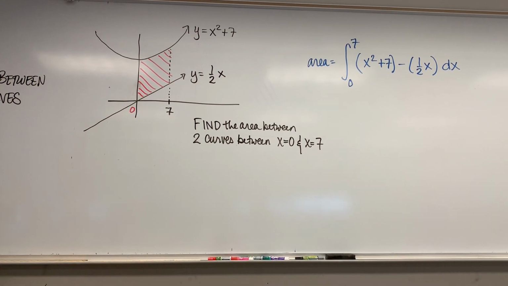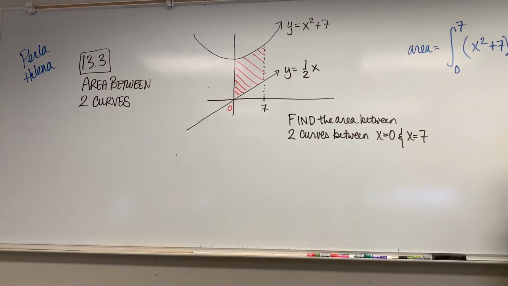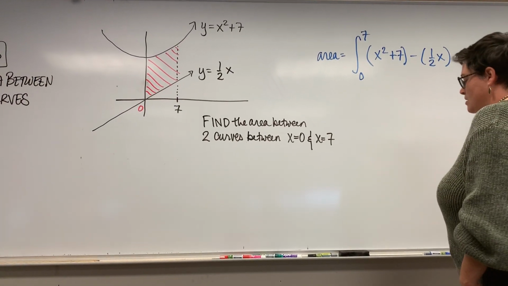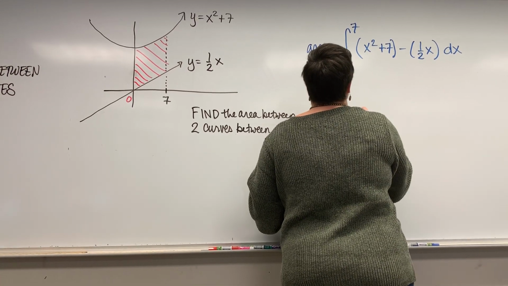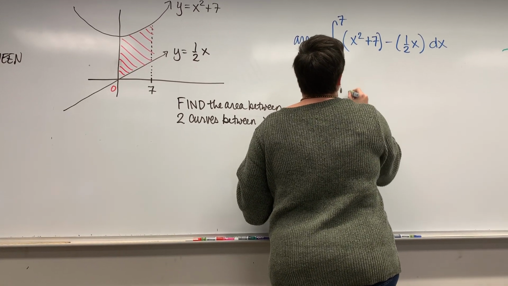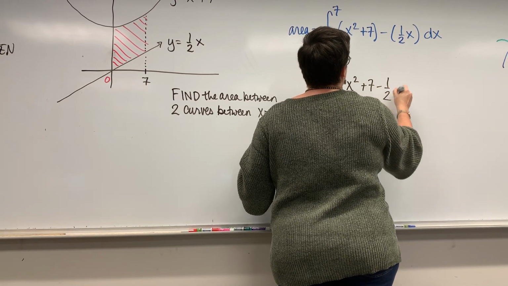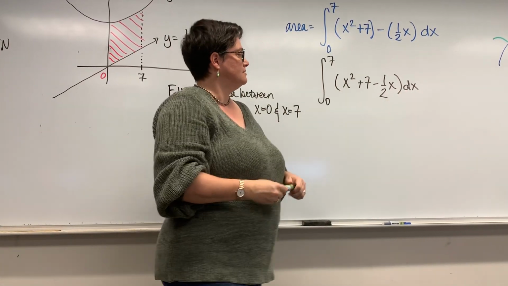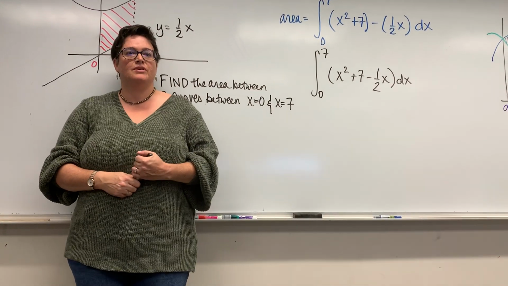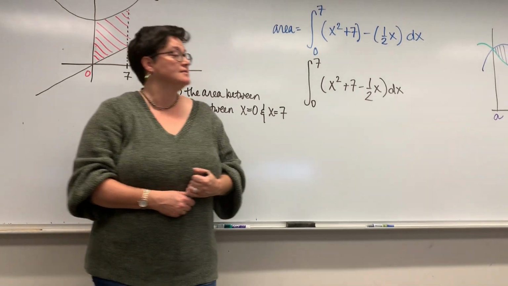Extra credit works. Groovy. Okay. So now we can combine those, right? So I can do x squared plus 7 minus 1/2 x with respect to x from 0 to 7. Which integral is this? 1, 2, 3, or 4? It's number 1.